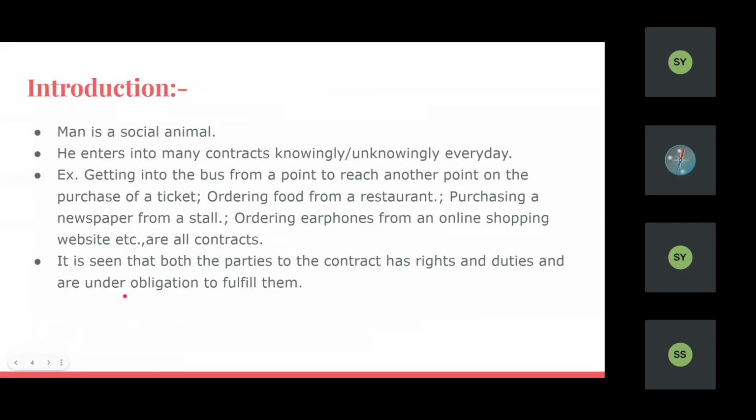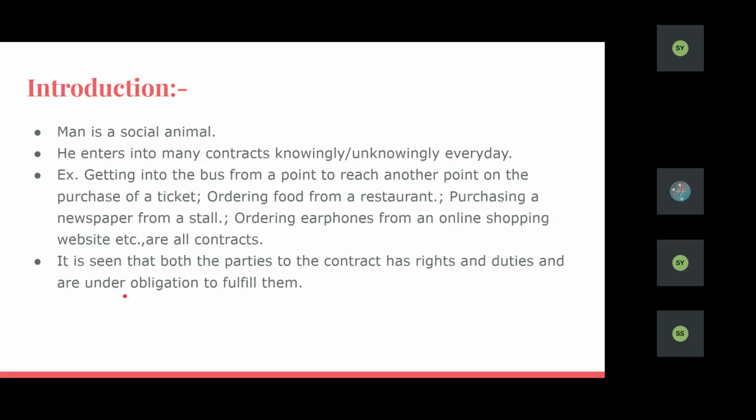Yes. So this is the introduction relating to law of contracts. Every day, all human beings are social animals, in the sense they can't survive all alone. They are always getting into contact with many people day in and day out. They are not just meeting, they are also creating contracts with them, knowingly or unknowingly. From the time you step out of your home till the time you get into your home, you are indulging yourself in various contracts.